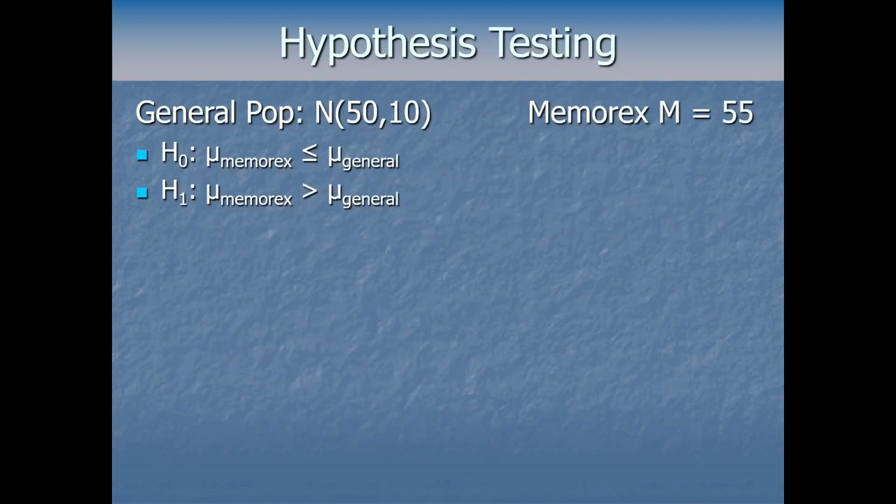So let's say for our Memorex example, maybe I have some reason to suspect that Memorex increases memory scores, that people taking it would have greater scores than the general population. So that's H1 here, my alternative. But that means the null hypothesis needs to be its opposite, that the Memorex population would be less than or equal to the general population. In other words, just not greater, not better.